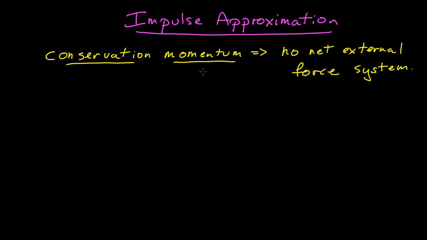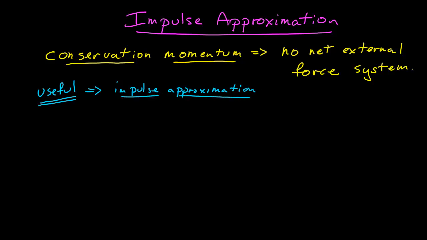So this is when it's rigorously true, there's no net external force on the system, but we say even in addition to that, conservation of momentum can be useful when there is a net external force on the system, when you can invoke the impulse approximation. And the impulse approximation is saying that the net external force that does exist exerts a negligible impulse on the system during the time interval of interest to apply conservation of momentum.